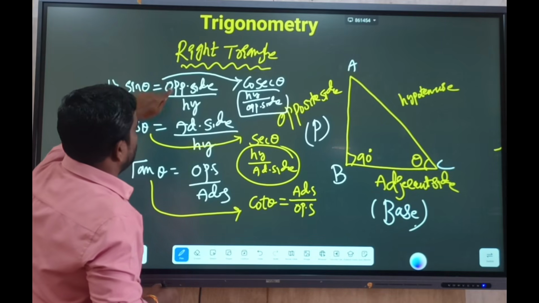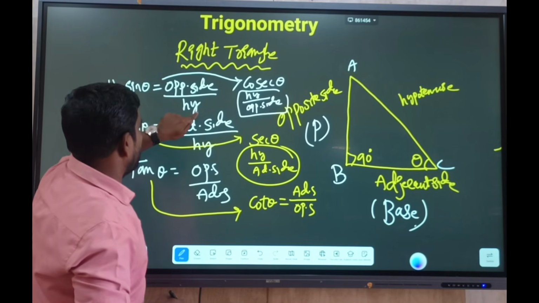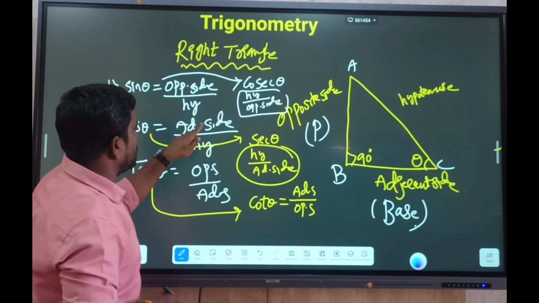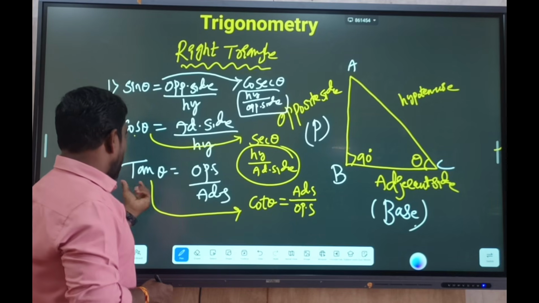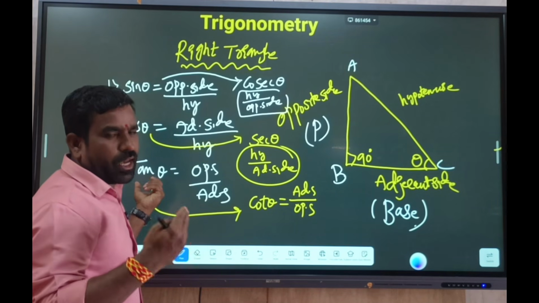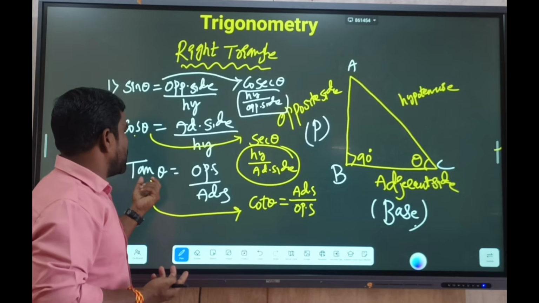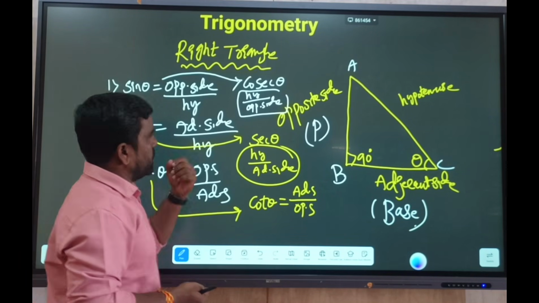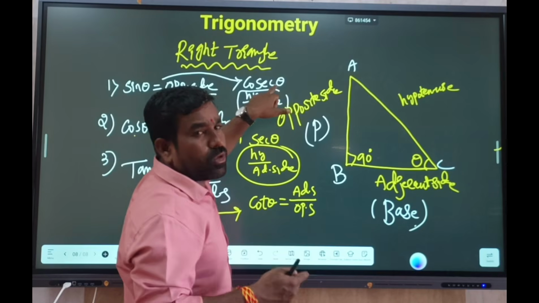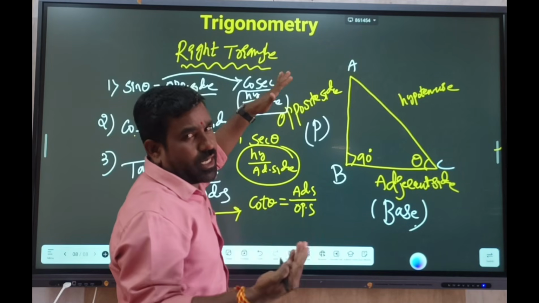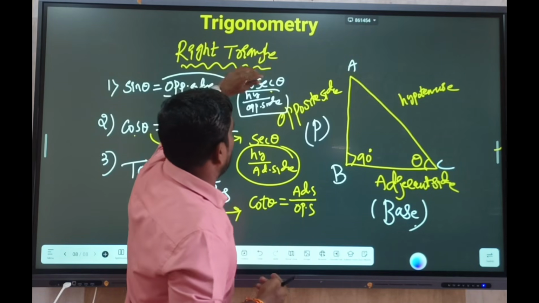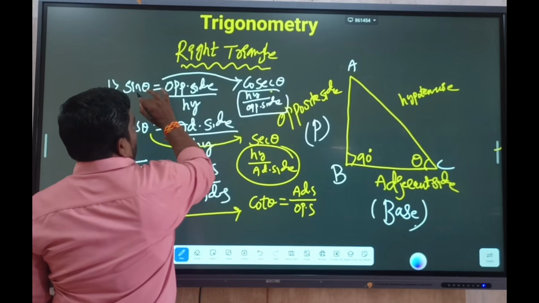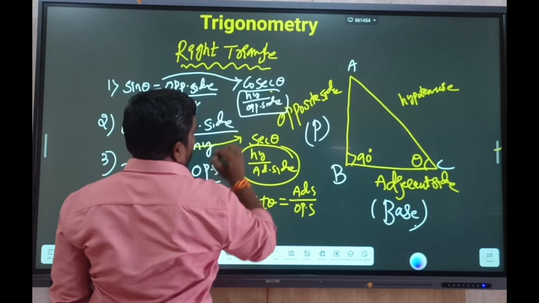Sin theta means opposite side by hypotenuse. Cos theta means adjacent side by hypotenuse. Tan theta, or tangent, is the name, and tan theta is the short form. Tan theta is equal to opposite side by adjacent. Cosecant is the actual name, but the short name is cosec theta. Cosec theta is the reciprocal of sin theta, so it can be written as hypotenuse by opposite side.